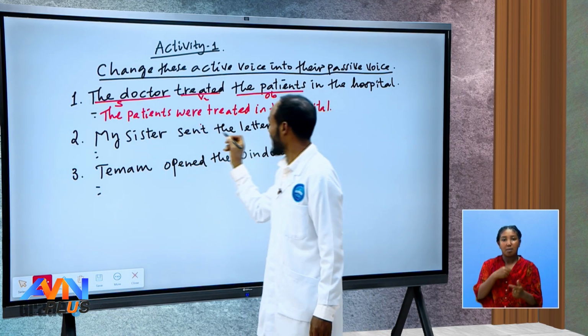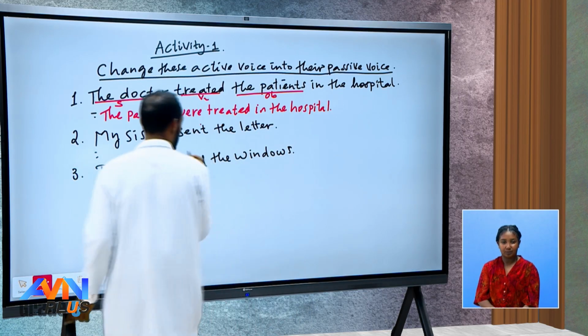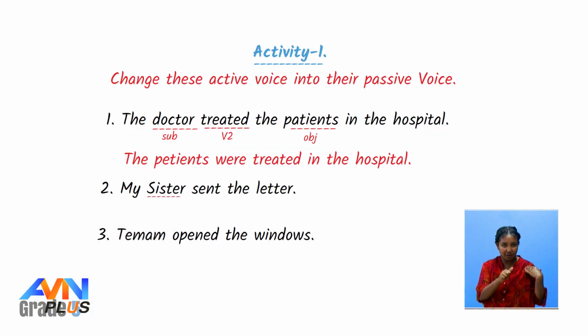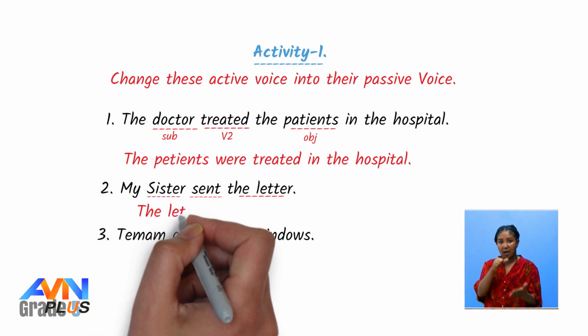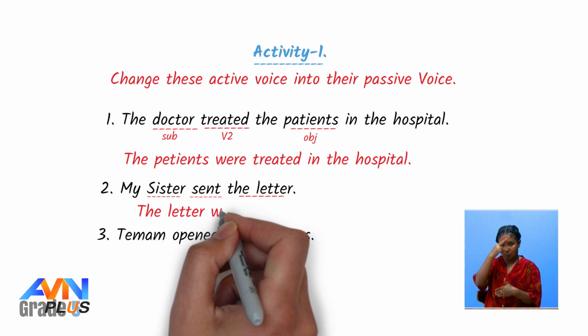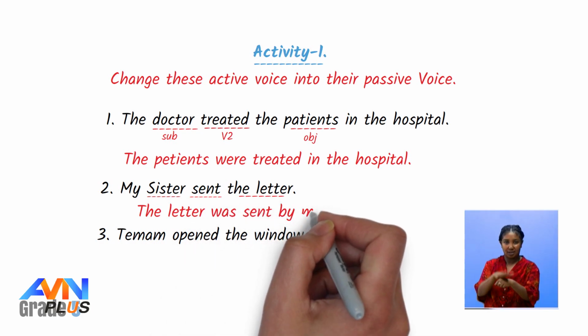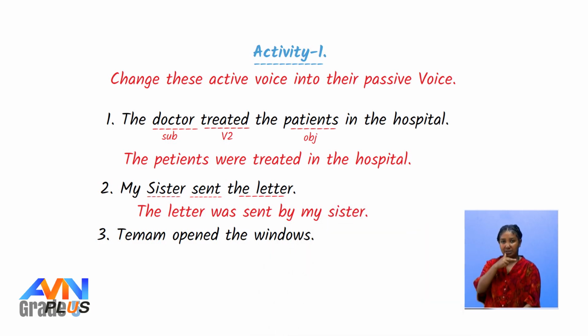My sister sent the letter. Look. Which one is the subject? My sister. Which one is the verb? Sent the letter. So the letter was, because this is only one letter, was sent by my sister, if necessary. If not, we can leave it.